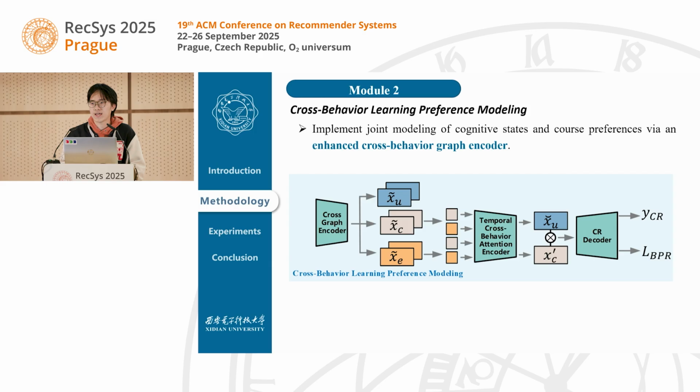Because as we said before, students may learn a course, do several exercises, and learn another course, do several more exercises. So we put it together in a temporal sequence, and then send it into a course recommendation decoder.